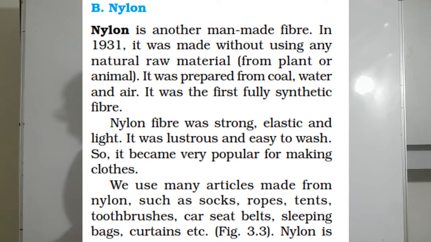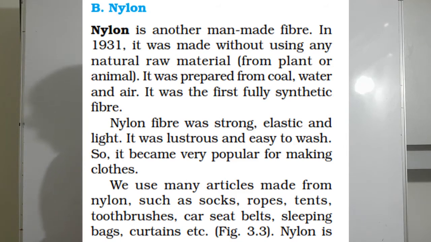Nylon is another man-made fiber. In 1931, it was made without using any natural raw material from plant or animal. It was prepared from coal, water and air. It was the first fully synthetic fiber. Nylon fiber was strong, elastic and light. It was lustrous and easy to wash, so it became very popular for making clothes.